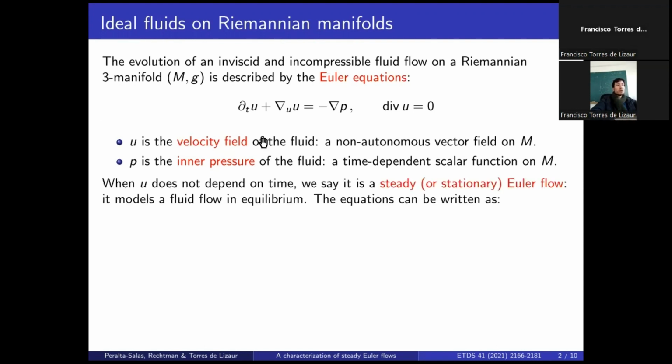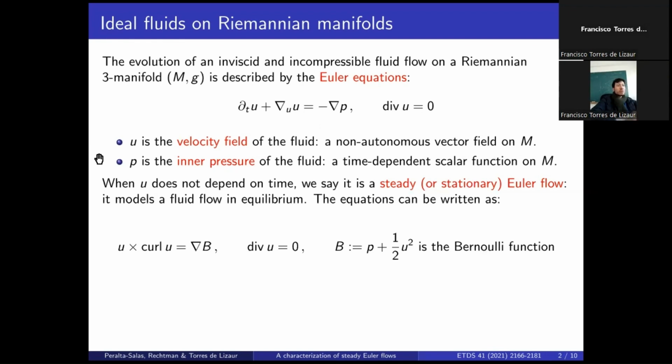If the solution U does not depend on time, so this term is 0, we say that the solution to these equations is a steady or stationary Euler flow, and it models a fluid flow in equilibrium. In that case, the equations can be rewritten in the following manner. U, vector product with its curl, must be the gradient of a function. This function is called the Bernoulli function. And the curl of the velocity field here is often called the vorticity field of the fluid.